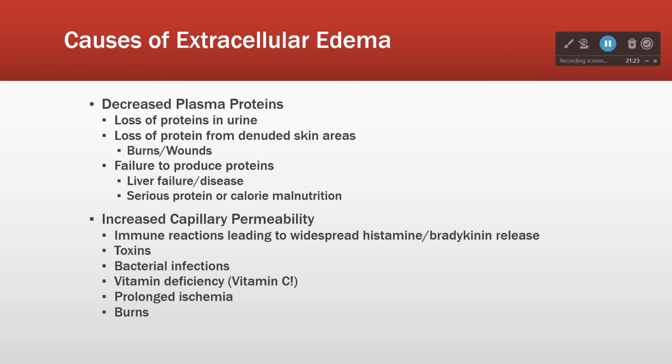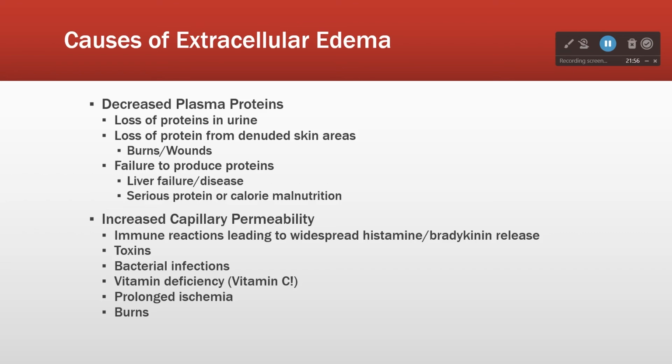Anything that increases capillary permeability will lead to extracellular edema. Immune reactions are the big one here. Histamine is something we produce that ends up increasing capillary permeability and leading to edema. This is kind of the point of it. The body intends to make swelling around a damaged area. It makes more space for the immune system to do its repair work, right?